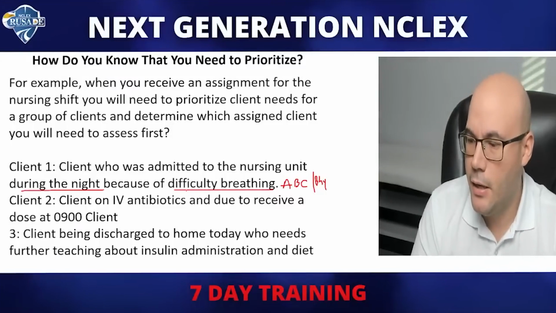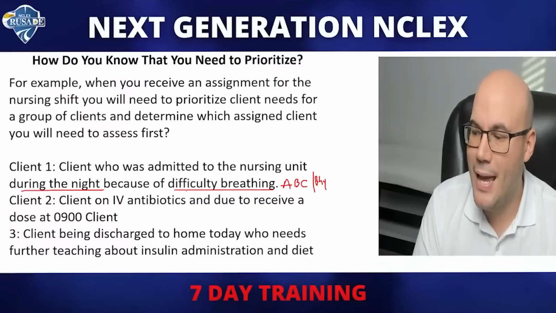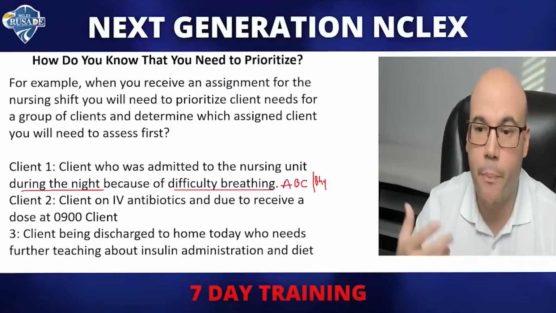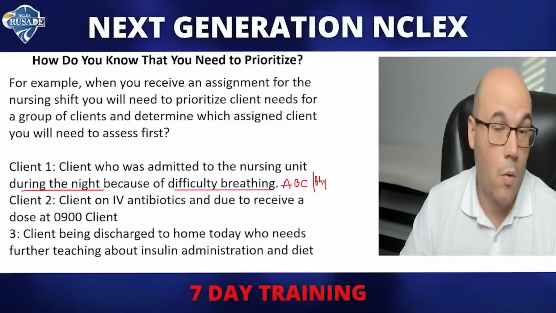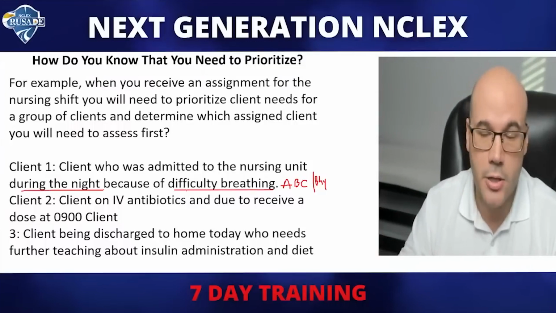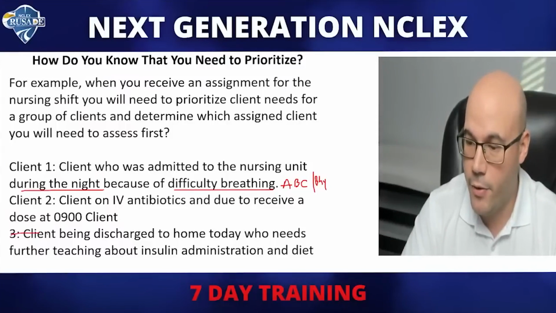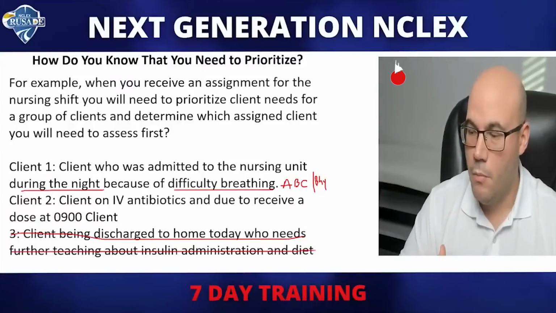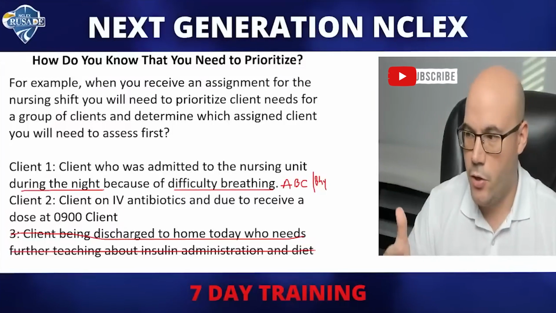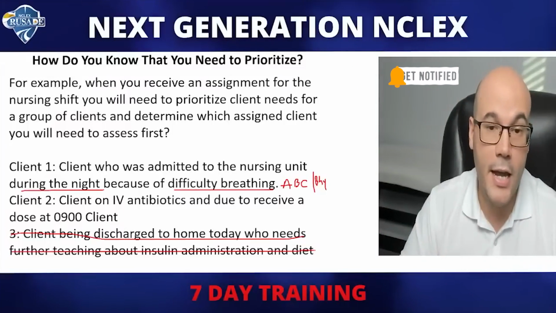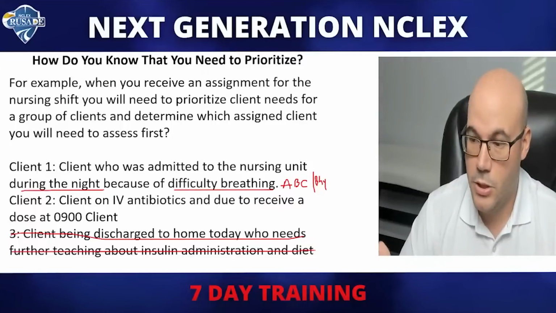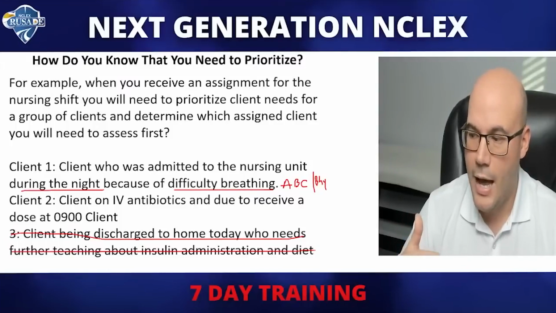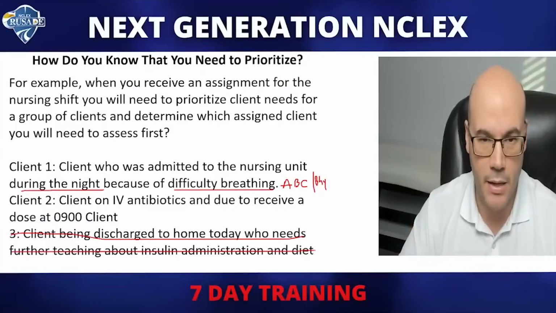So using that strategy, if we look at the answers, client 1, 2, and 3, the most stable patient is patient number 3. Why? Because that patient will be discharged. So automatically we can eliminate 3. Now we're left with 1 and 2. Both of them have an acute condition. They're both admitted and they both need some kind of nursing action. Client number 1 needs nursing intervention. Client number 2 has a medication due that needs to be administered.